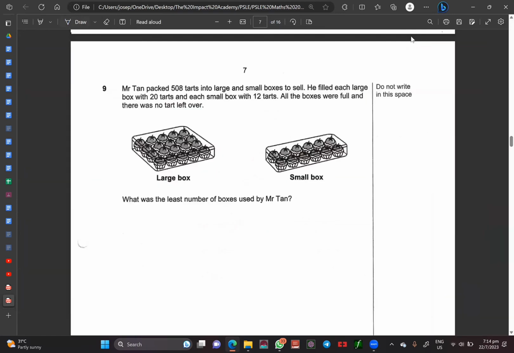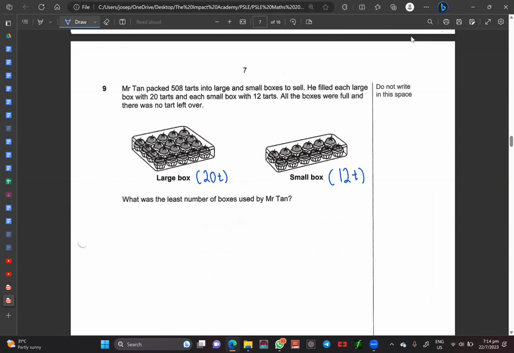Hi everyone, today we are looking at a question like this. Now, as you can see over here, it says that Mr. Tan packed 508 tarts into large and small boxes to sell. He filled each large box with 20 tarts. So over here, there are 20 tarts. And the small box with 12 tarts.